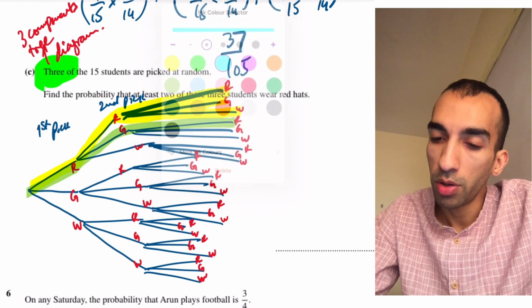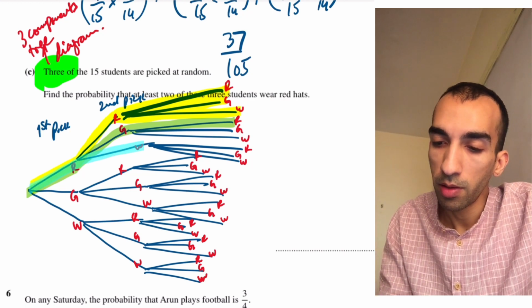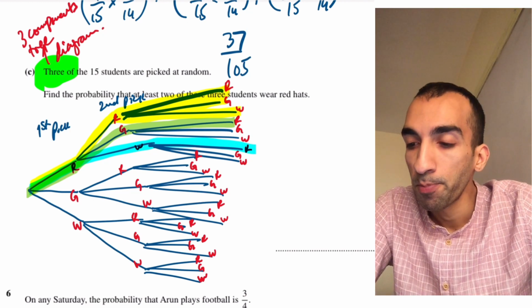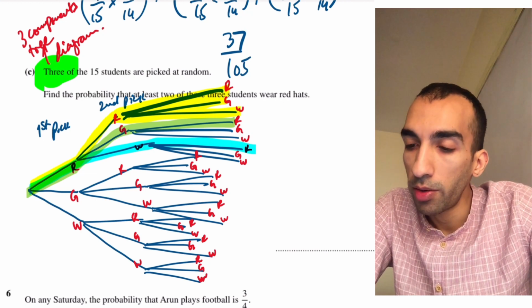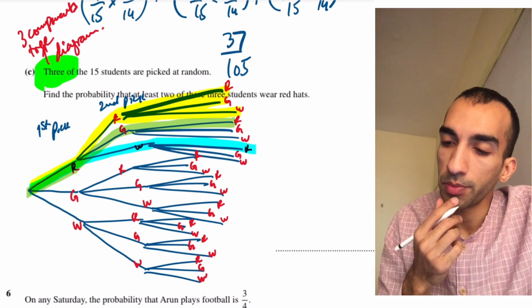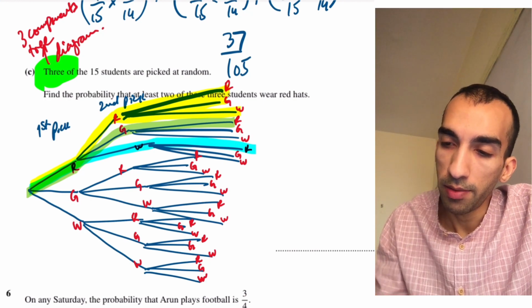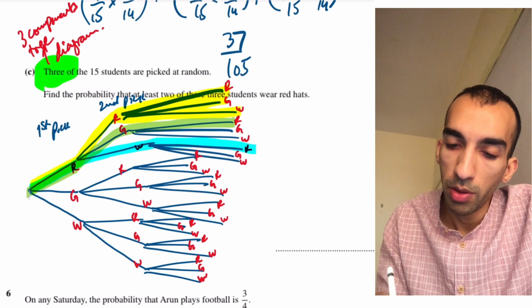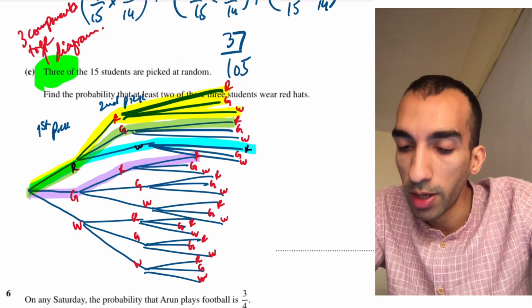Let's go to the third. Red, green, red. This path also has at least 2 students who wear a red hat. What else? No other in this path. Then let me choose another color now. Here we go. We have green, red and red. In this path we also have 2 reds.